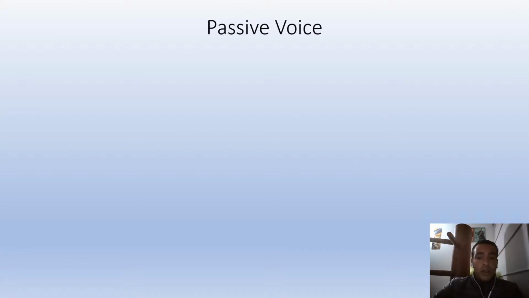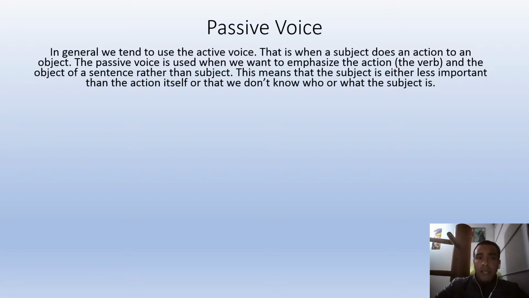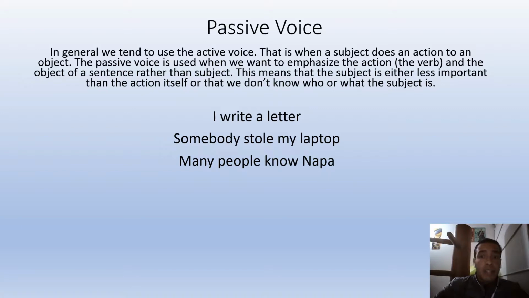So today we are going to learn about the passive voice. But what is the passive voice? In general, we tend to use the active voice, that is when a subject does an action to an object. So we have some examples here. So, I write a letter. So we have a subject, then an action, and then an object.